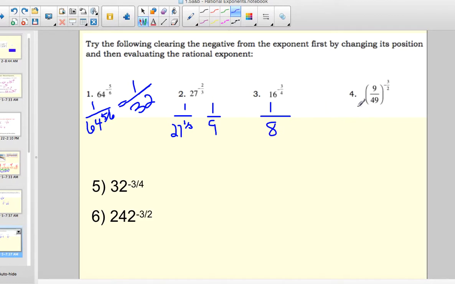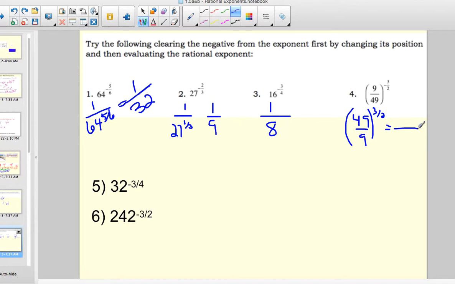Here, again, this one is a fraction with a negative sign, so you just flip it. So you're going to be working with 49 over 9 instead of 9 over 49. And what that does is it gets rid of the exponent. So now it's to the 3/2. You don't flip this one, you just got rid of the negative. That's what it did. So take the square root of both, and you would get 7 over 3, each to the 3rd power.